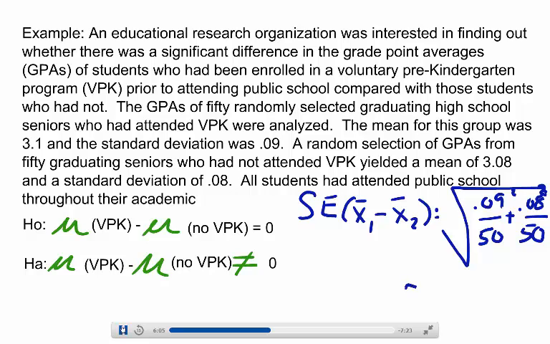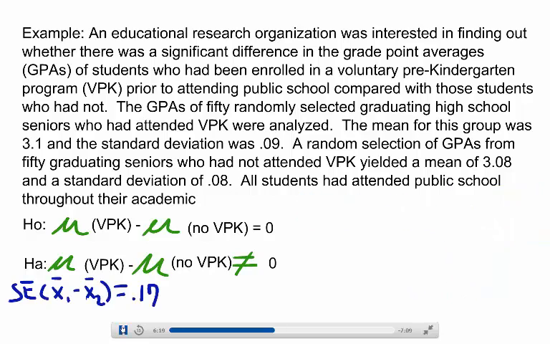This gives us a standard error of 0.17. Next, we need to find the observed difference between the GPAs. This is found by taking the difference of the means. 3.1 minus 3.08 equals 0.02.